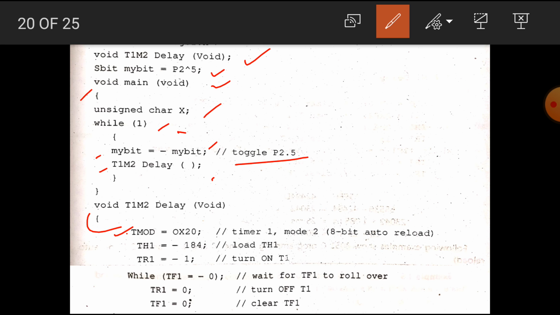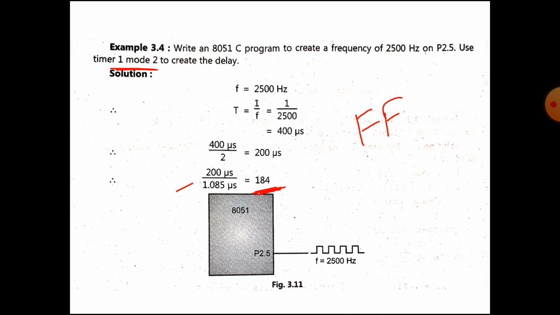Here the TMOD is loaded with the value 0x20, that means we use Timer 1 in mode 2. Okay, I hope you all know how this value is calculated. This explanation is already given in the previous video. Then next, the value loaded into TH1 is 184, which is calculated previously here.